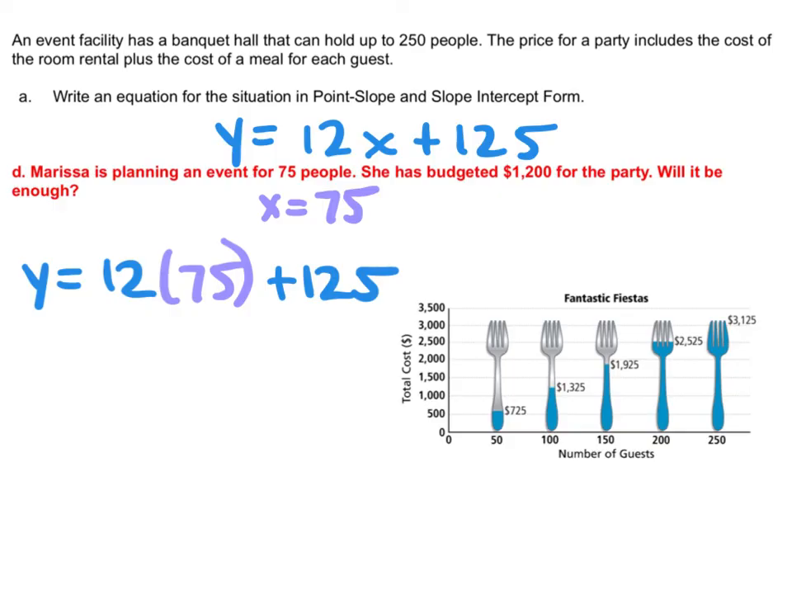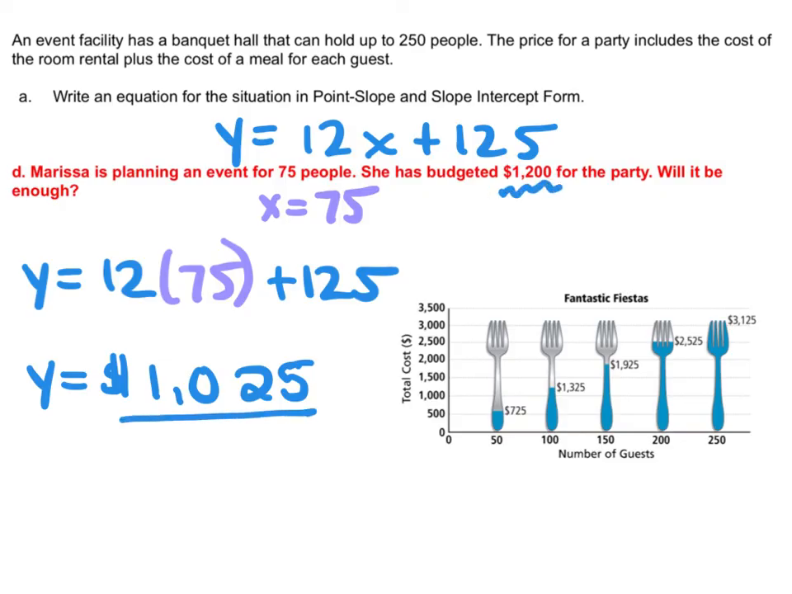Now when I plug this in, 12 times 75 gives me a value of 900, plus 125 is 1,025. So we have y equals $1,025. Now we have that she had budgeted $1,200. However, it's only going to cost $1,025, which means that yes, she budgeted enough money.